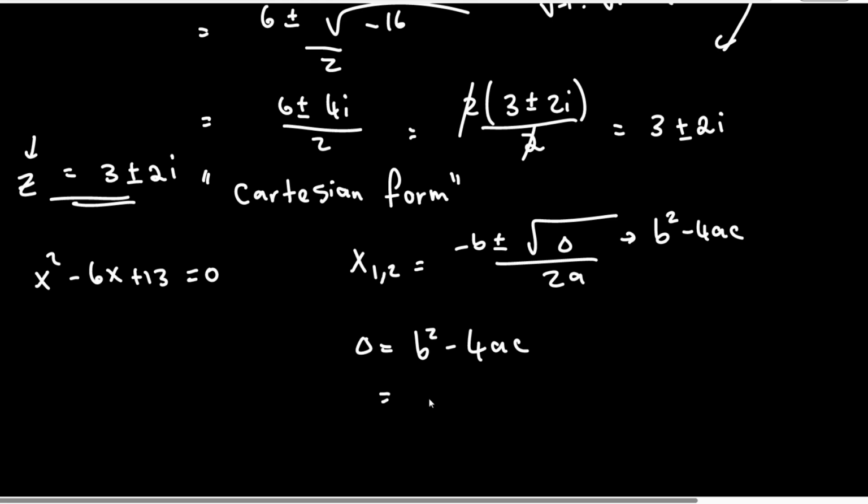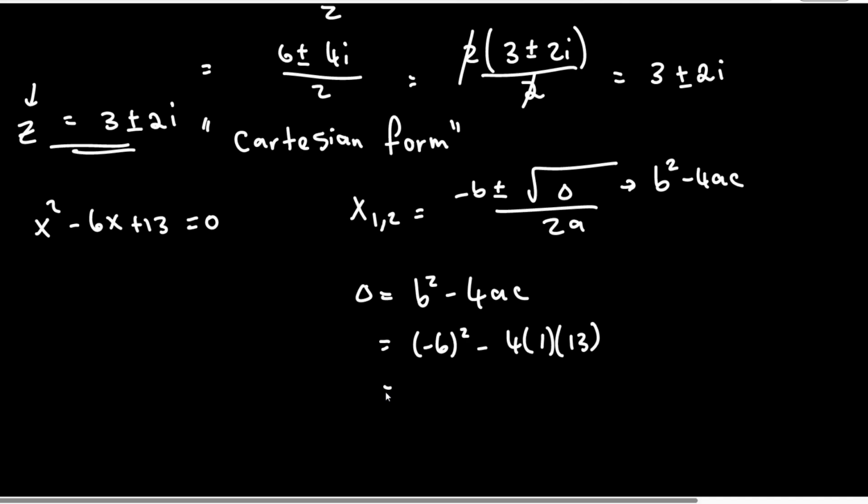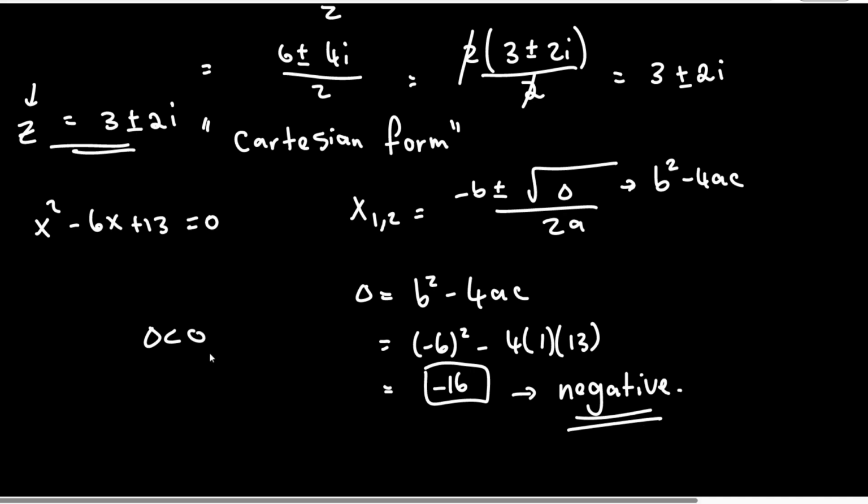So if I plug in these numbers, it's going to be 36 minus 52. Let me plug it in so I can show. 6 squared minus 4a and then c. And then if I solve this, I get negative 16. Now we can clearly see we have some negative value there, so we're going to find complex roots. So if the discriminant is less than 0, we will find some complex roots.